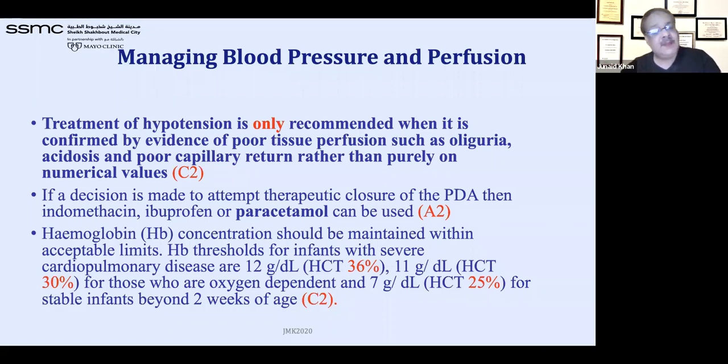Sometimes the baby is fully pink, urine is 3 ml per kg per hour, everything is good, but people start pressors just to treat those numbers. So what happens, these pressors are not selective. They can cause pulmonary vasoconstriction also, as I told you in the beginning of this talk, and that can cause PPHN, and then the baby, instead of doing good, goes in a different direction.